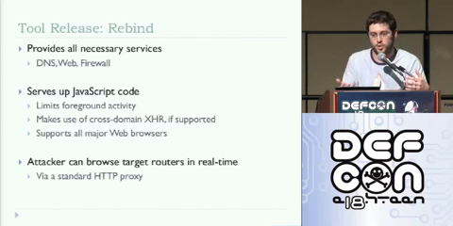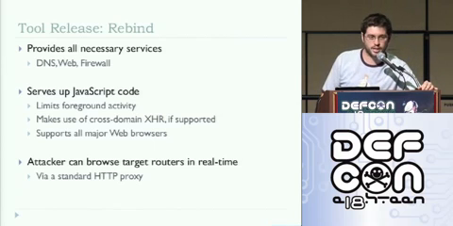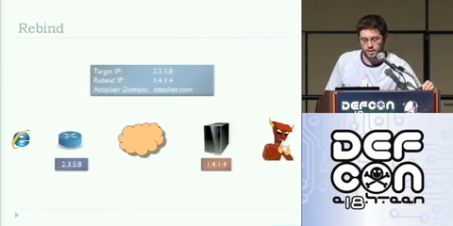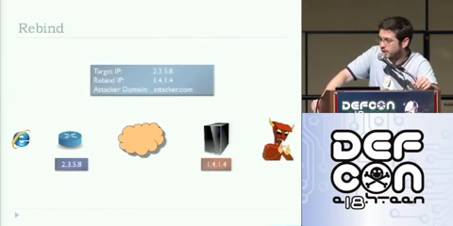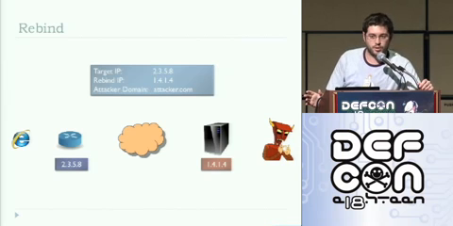The client then sends it to the router, and then the router sends it back to the client, and the client sends it back to the proxy, and the proxy sends it back to the attacker. So, I love the robot devil, by the way. He's awesome. So, let's take a look at how this works when an attacker's running Rebind.